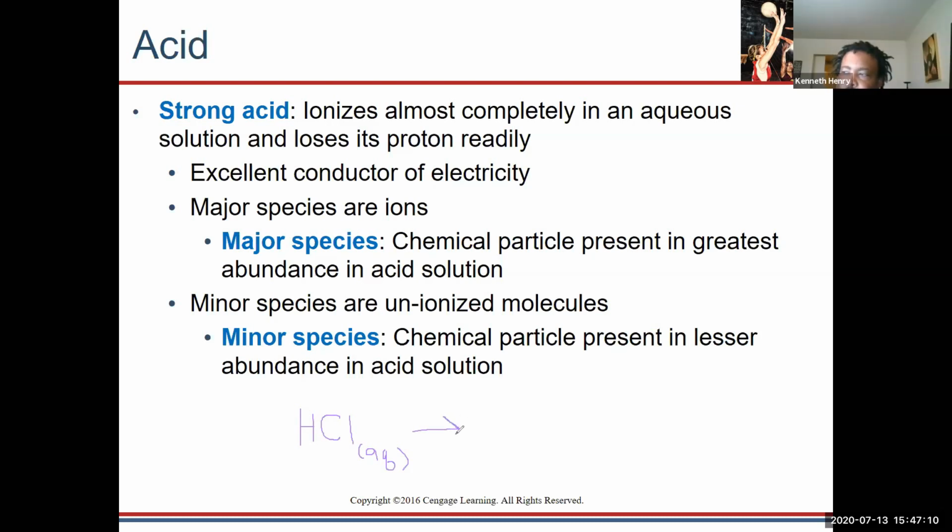So a strong acid is going to completely dissociate into its ionic species. Does dissociate and ionize mean the same thing? Yes. Ionize is just the fancy way of saying they're going to have their charges, and you're going to see their charges.